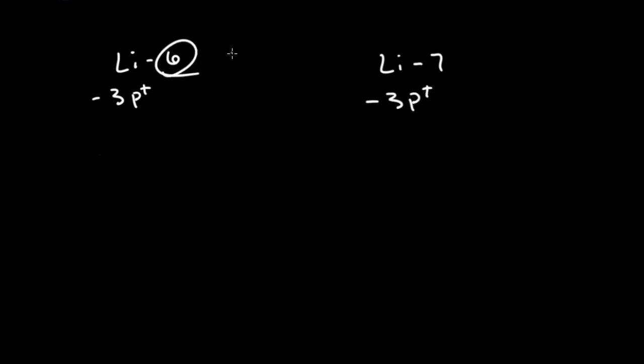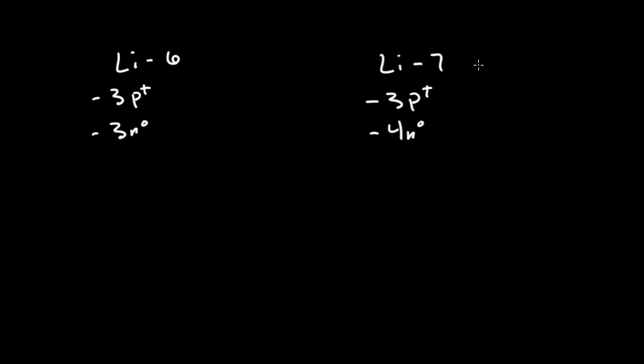And if this is a mass number of 6 and I have 3 protons, it means that I must have 3 neutrons over here, because this number plus this number has to equal this number there. And if I have 3 protons here and the mass number is 7, that must mean that I have 4 neutrons over here. And so the main difference between these two is the atomic masses of both of them.